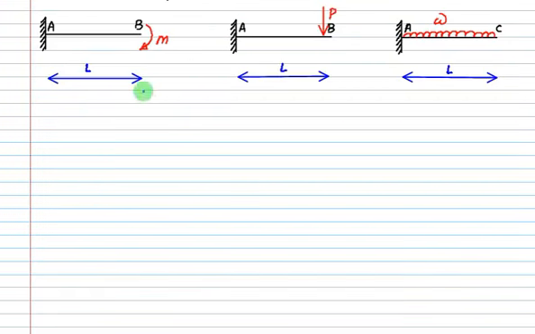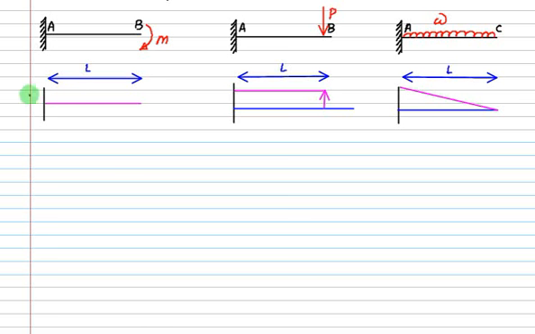So let's consider three cases. One case is a cantilever with a BM at the free end. One case is a cantilever with a point load at the free end. And one is a UDL over the entire span. The span length is L for all three cases.